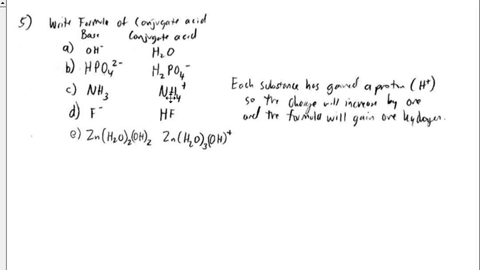Ammonia versus ammonium. Charge went up by 1. Number of hydrogens went up by 1. Fluoride versus hydrogen fluoride, or hydrofluoric acid. And then a complex ion containing waters and hydroxides, changing to contain 1 additional water, H2O, and 1 less hydroxide, and the charge going up by 1.